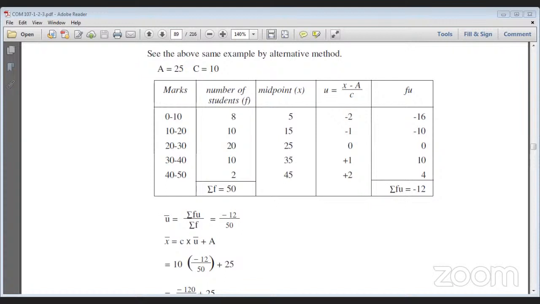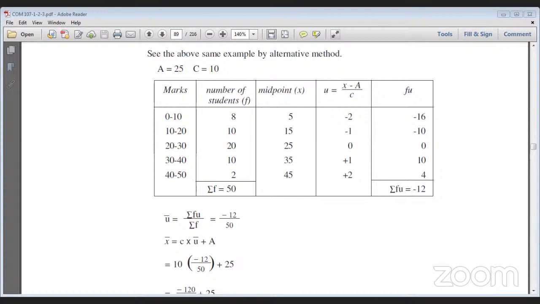2, 5, 8, 10, 16, 20, 22, 40, 24, 29, 30, and 32. These are 11 numbers. Here data is already arranged. If data is not arranged, we have to arrange it first. Then here ascending order. There are 11 observations.